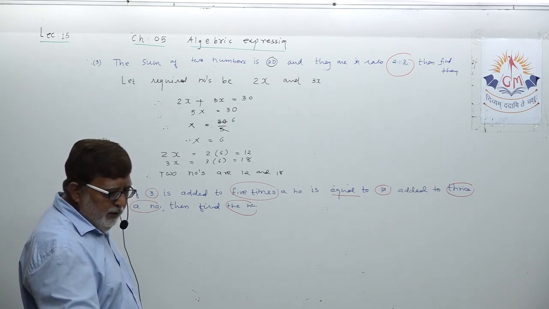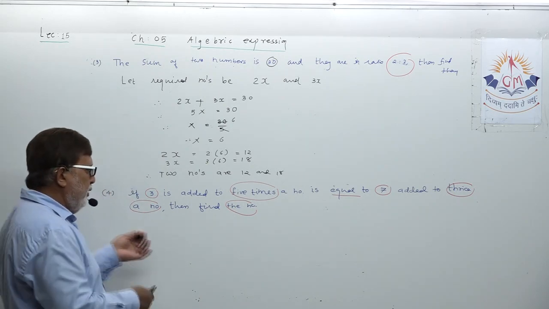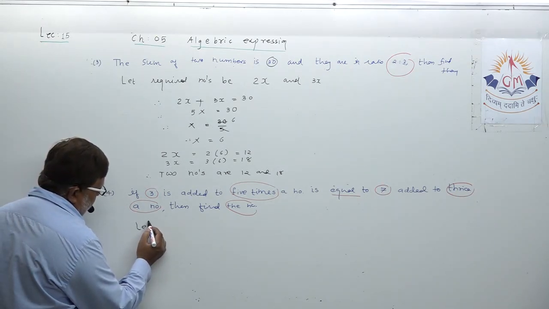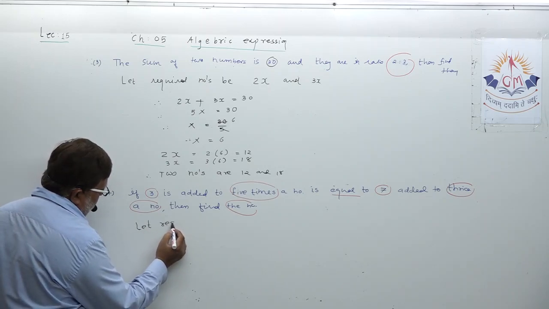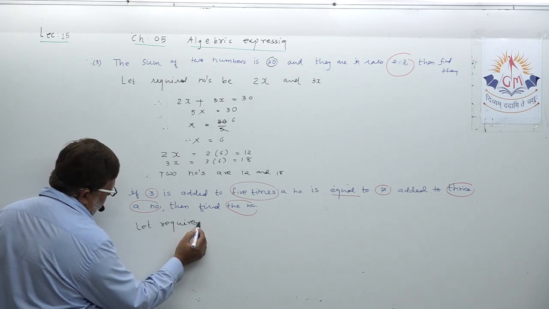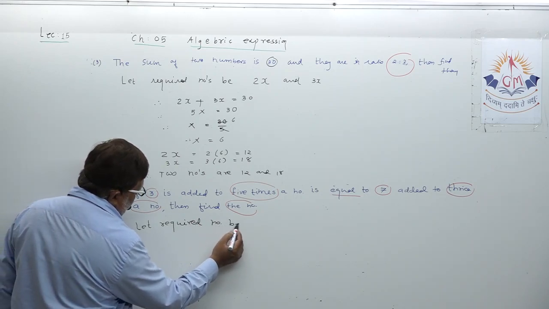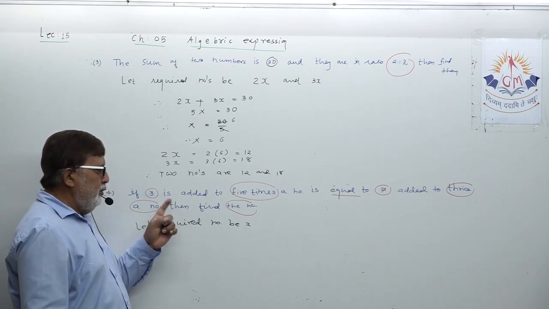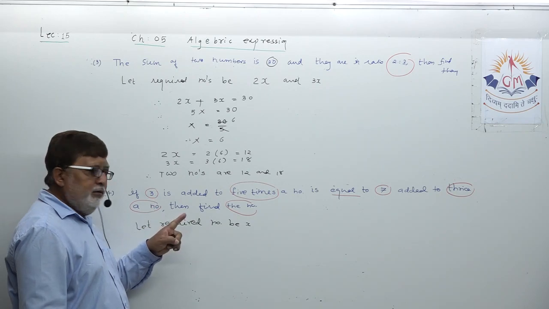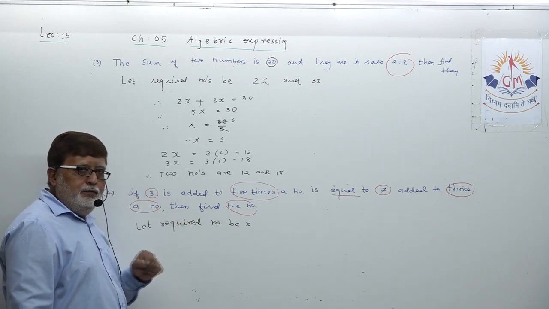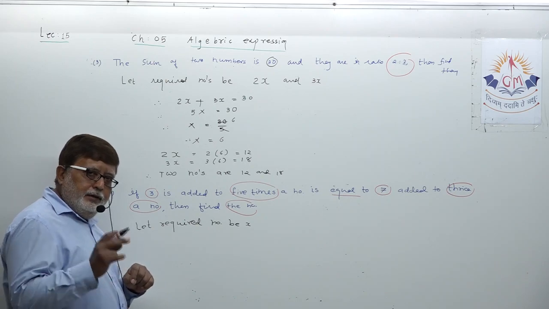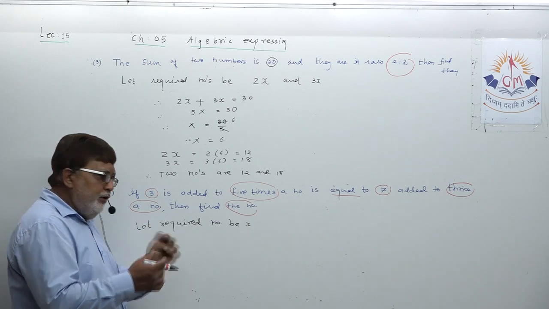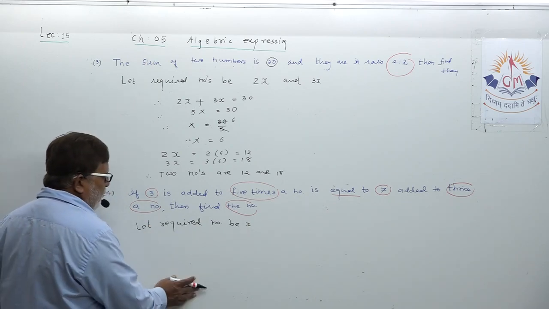Okay. First, as usual, dear student, because you have to target only one number, you will write this way: let required number be x. Now, one by one, dear student, understand the question, understand the word format given, and read word to word and try to express it in terms of equation.